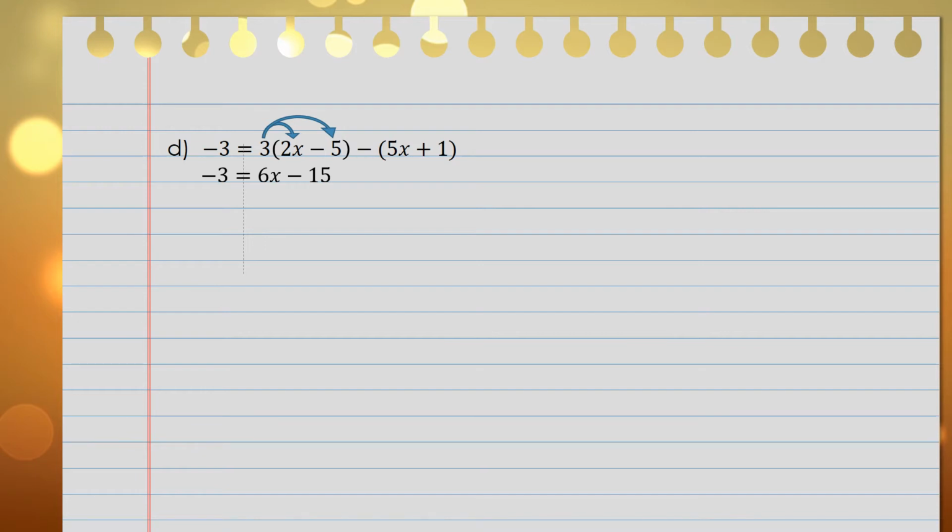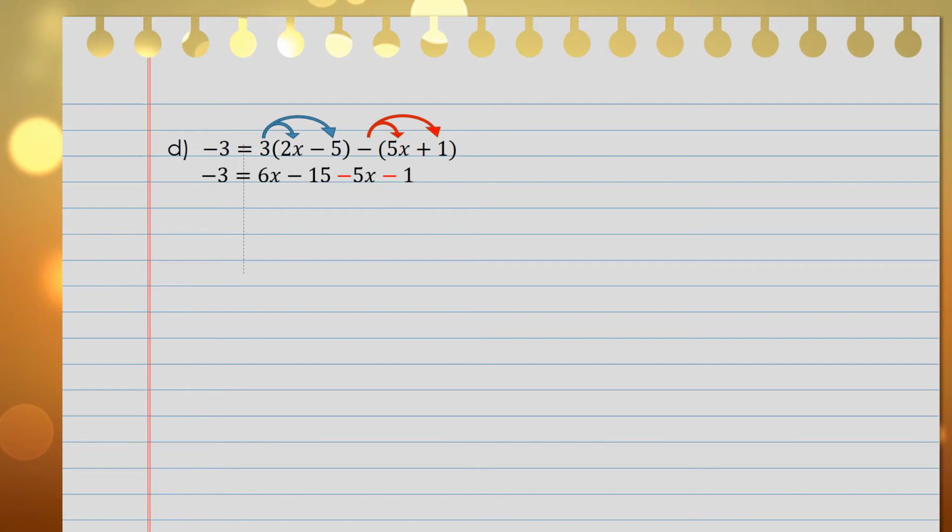And so now we have minus the quantity 5x plus 1. Because that minus is in front of the parenthesis, you can read that as distributing a negative 1 or as the opposite of. So what is the opposite of 5x? What is the opposite of positive 1? Well, that would give you negative 5x minus 1.